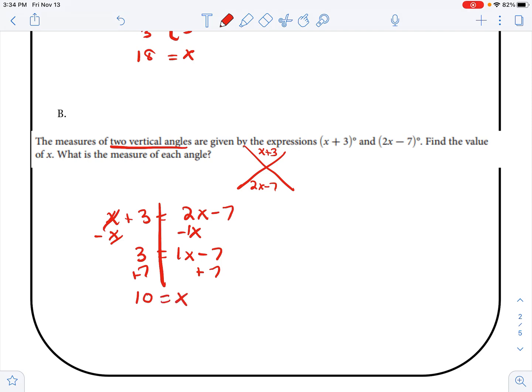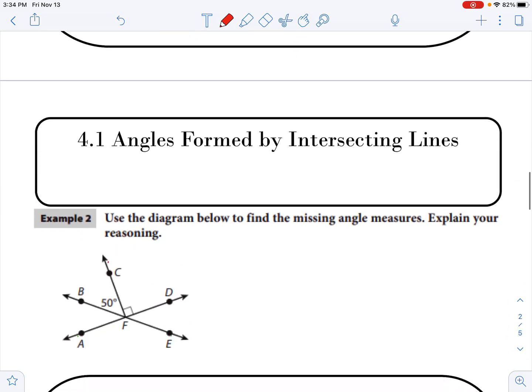So that says find the value of x, did that. Now it says find the measure of each of these angles. So now I just plug in 10 for it. So I could say 10 plus 3 is 13 degrees. And understand the vertical angles would be the same, but I could have also gone 2 times 10 minus 7. That would be 20 minus 7, which gives me 13 degrees. So the angle would be 13.